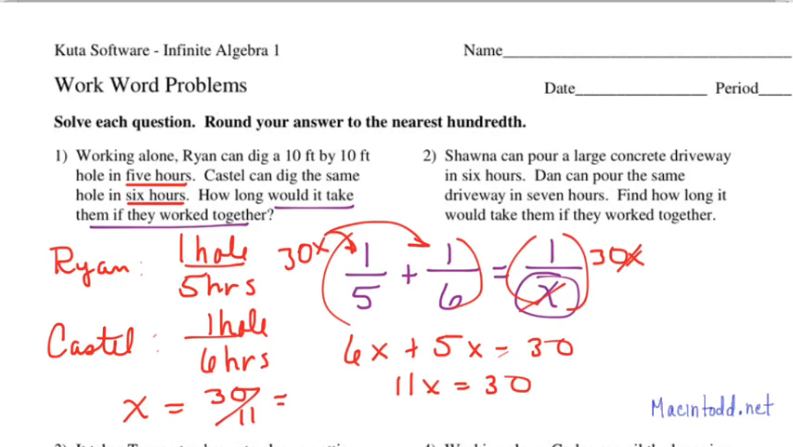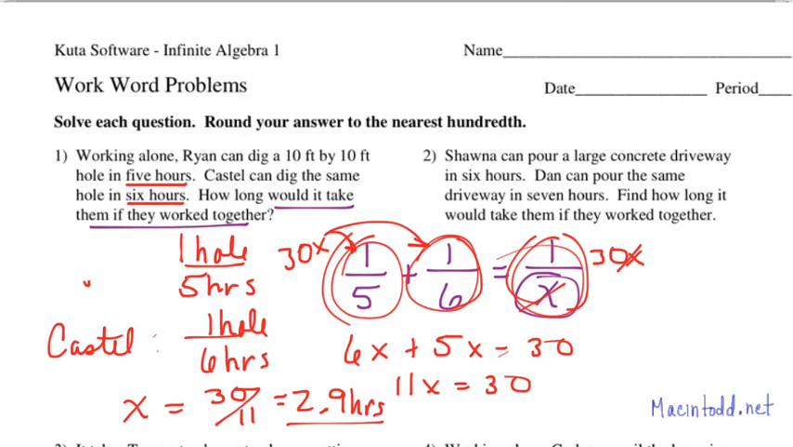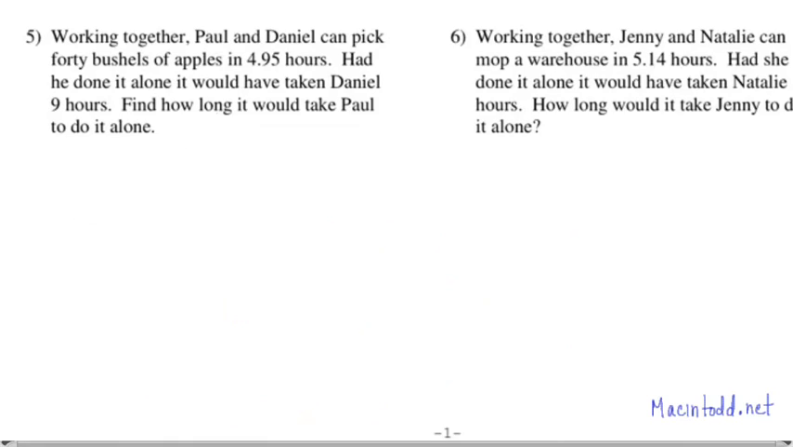And I forget what decimal that is. It's 2 and 8 elevenths, so 2.9 hours, something like that. Somewhere in that ballpark. So the key is looking at their rates of work and adding them, subtracting them, or whatever the case may be. So I'm going to scroll down here a little bit. And now I'm on problem number 5 of the homework.